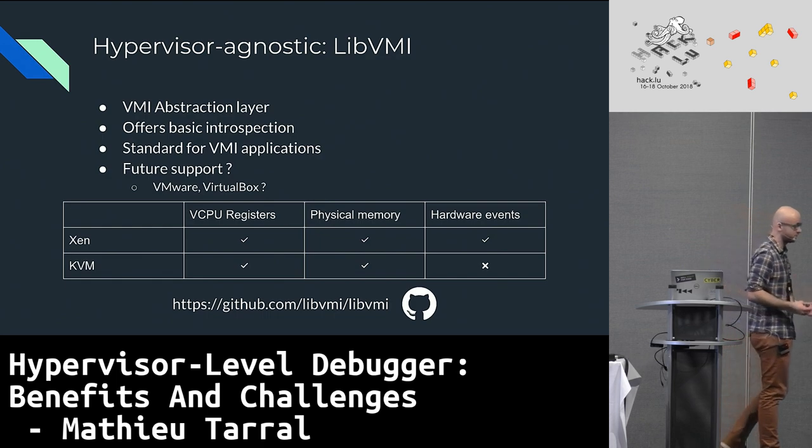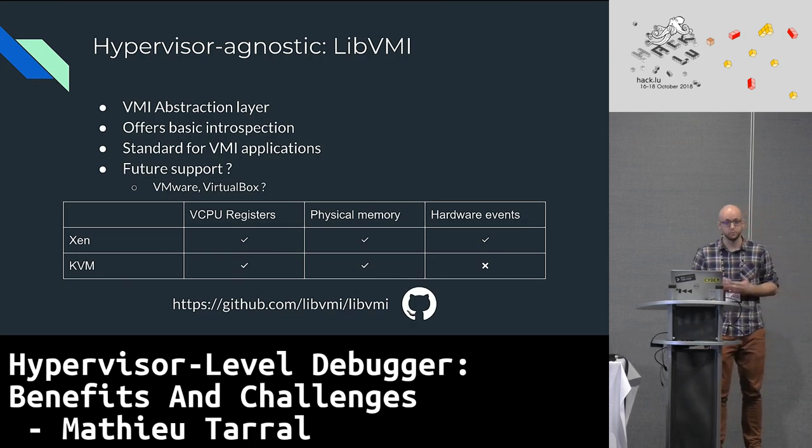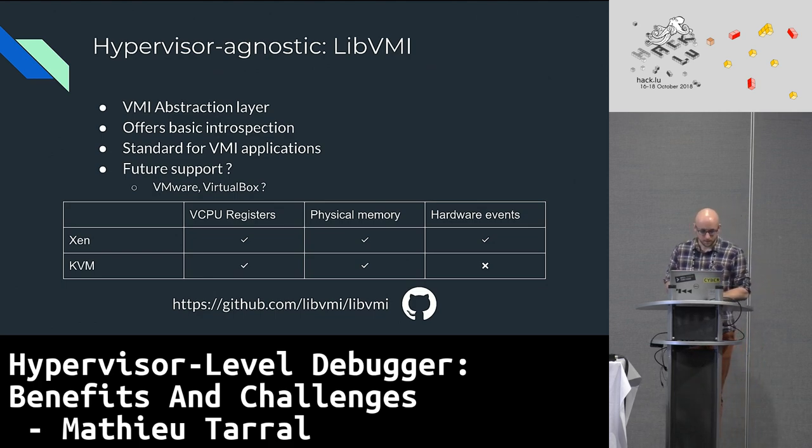How can you be hypervisor agnostic? Well, we have a library for that, and it's called libvmi. libvmi is a VMI abstraction layer. It will take care for you of low-level details, like parsing the page tables or intercepting hardware events. And it will also offer you some basic introspection, like translating a kernel symbol to a virtual address. But the more important thing to remember about libvmi is that it defines a unified VMI interface across all hypervisors. So if you want to build a VMI application, you use libvmi as the first library.